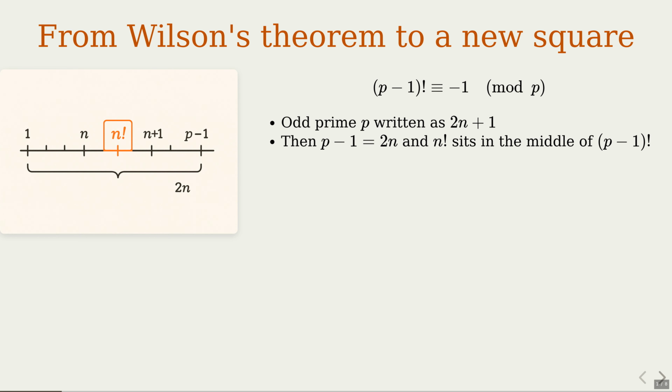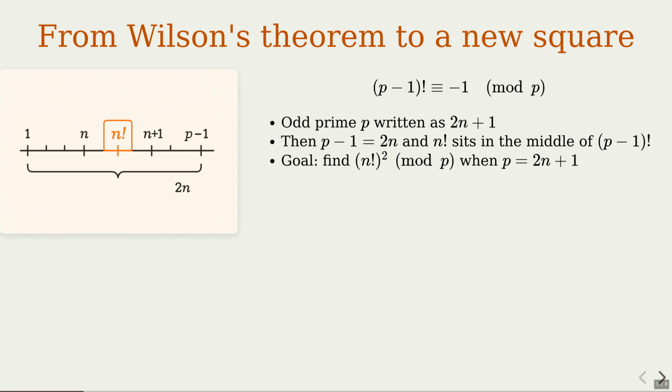Our goal is to understand the square of n factorial modulo p and to see how it is secretly encoded in Wilson's theorem. So instead of the whole factorial, we are trying to read off the behavior of just its middle square. Next, we will test this idea with small primes to see what pattern the square of n factorial seems to follow.